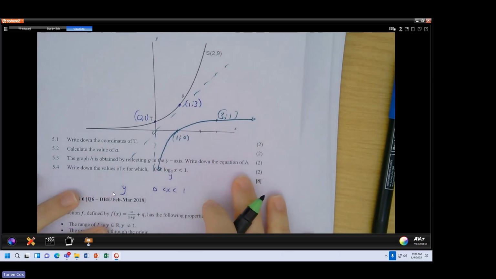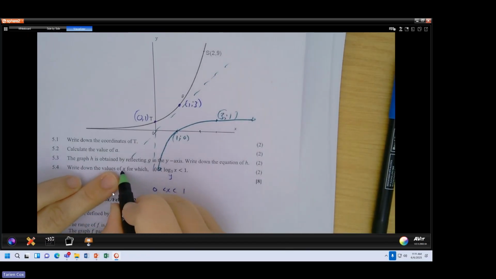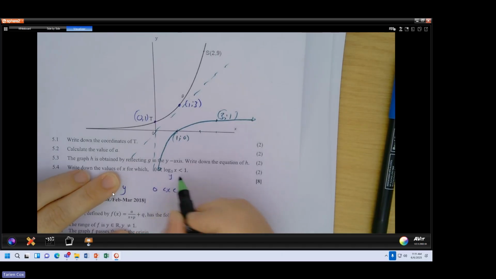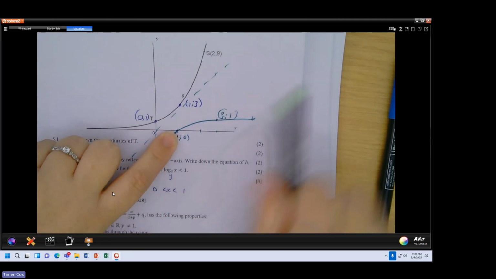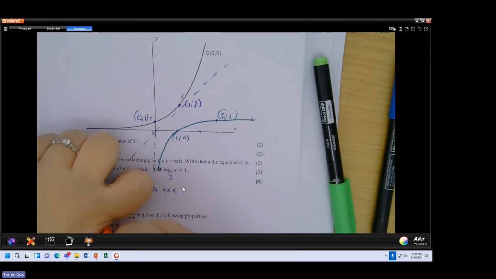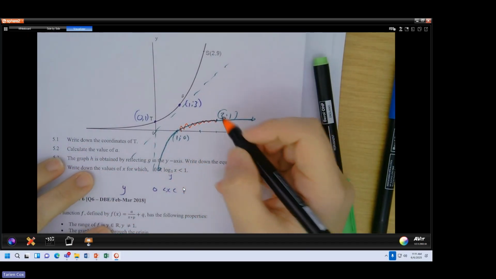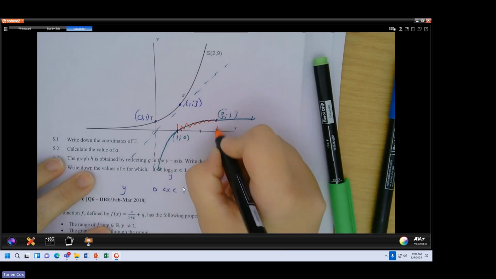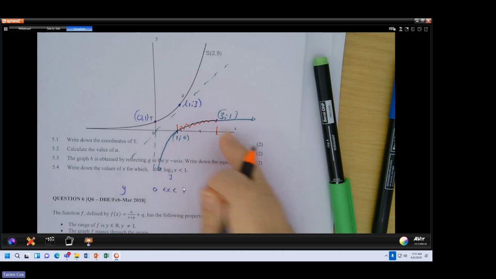Right, so now visually you'll be able to see it. So for which, now I'm only looking at this one, for which values of x is the y values between 0 and 1. So here's my y value 0 and here's my y value 1, which means I am referring to this section. So for which values of x will that be? Between 1 and 3. Between 1 and 3.